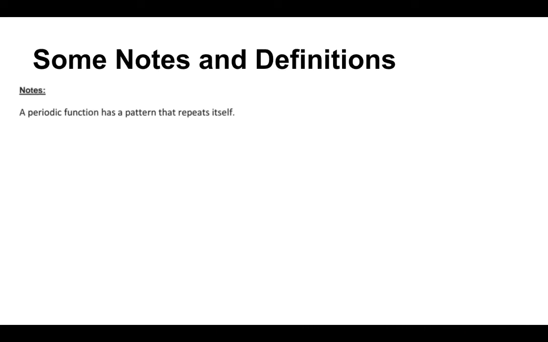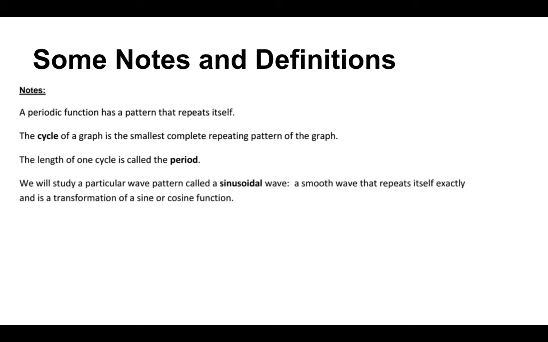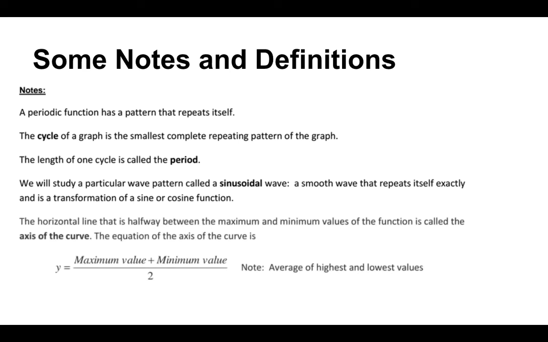So some notes, a periodic function. In class we've already talked about these definitions. A periodic function is something that repeats itself. The cycle is the smallest complete repeating pattern of the graph. The length of one cycle is the period. We're studying sinusoidal, and that's a periodic function, but it repeats itself smoothly in a wave-type pattern. The axis is the average of the max and the min.